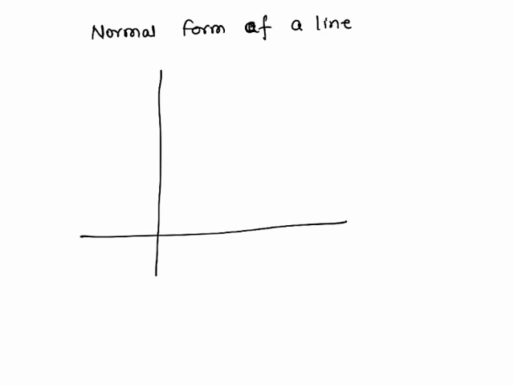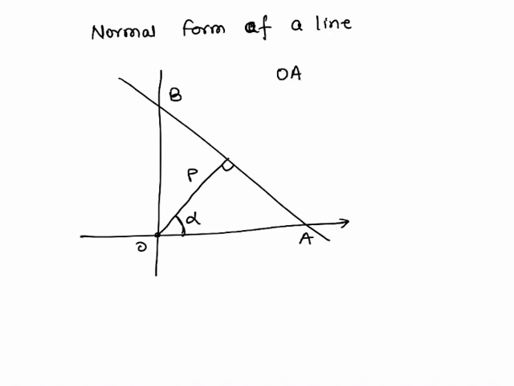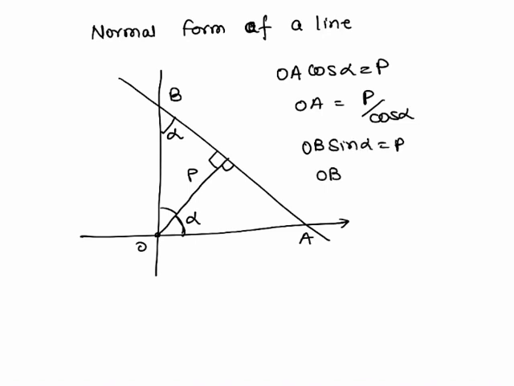Next is the normal form of a line. In this one you have to find a line equation for which the perpendicular length from the origin is given. That length we can take as P, and this perpendicular is making angle alpha with the positive x-axis. For finding OA, we can use this right angle triangle: OA cos alpha equals P, so OA equals P by cos alpha. Similarly in this triangle also this angle is 90 degrees, this is alpha, so this is 90 minus alpha, so this angle is also alpha. So OB sin alpha equals P, so OB equals P by sin alpha.